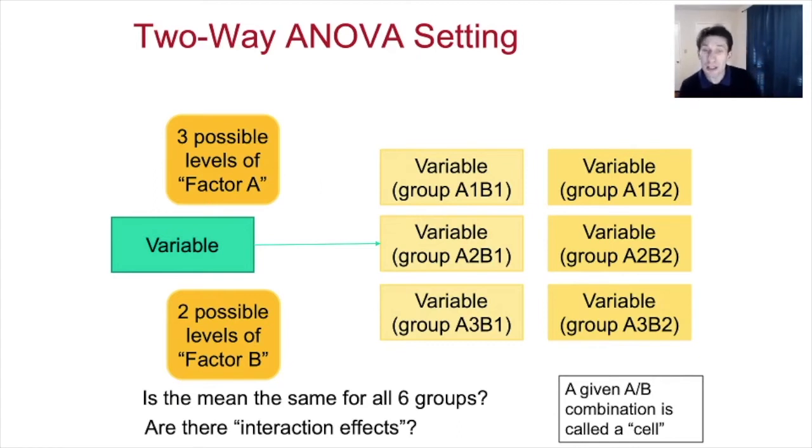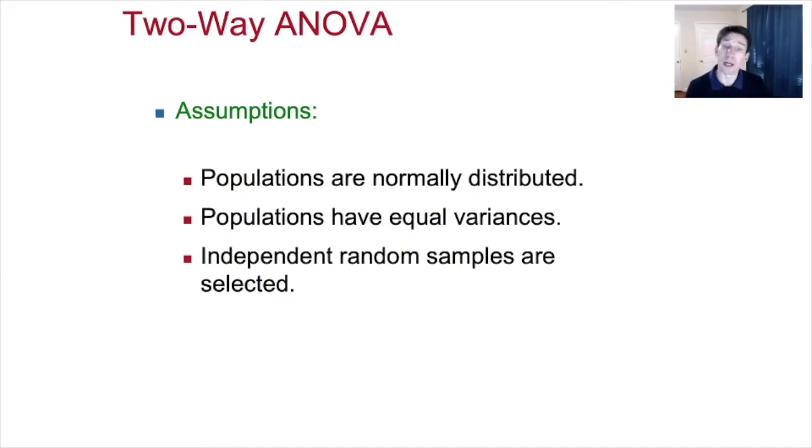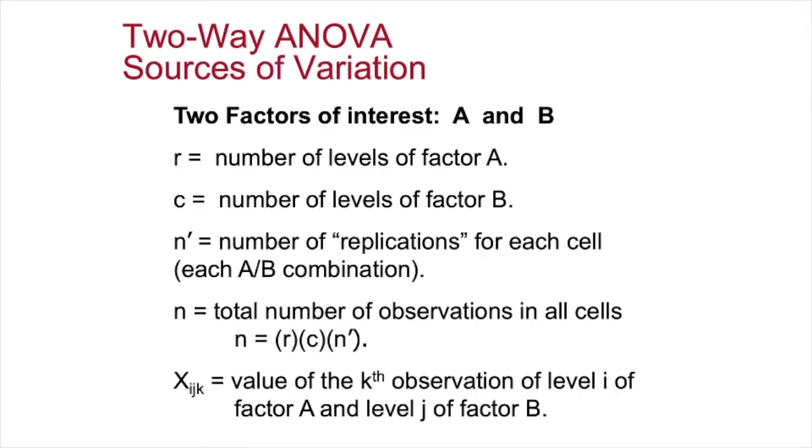A bit of vocabulary. A given combination of factor A and factor B levels, we like to call that a cell, and you'll understand in a second why it's called that. It's because when we cross-tabulate the 2, the values of one and the values of the other form a cell. So we would refer to A1B1 or A3B2 as cells of the possible factor levels. Again, we have assumptions similar as before. Populations are normal, populations have equal variances, and the samples are independently drawn. So two-way ANOVA functions the same way as one-way ANOVA, but we just now have more factors to think about.